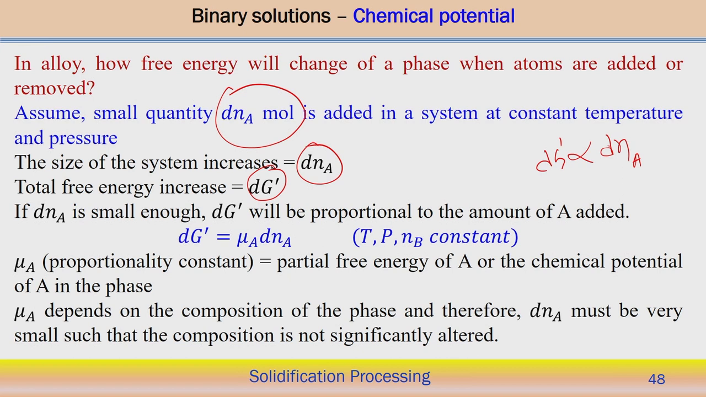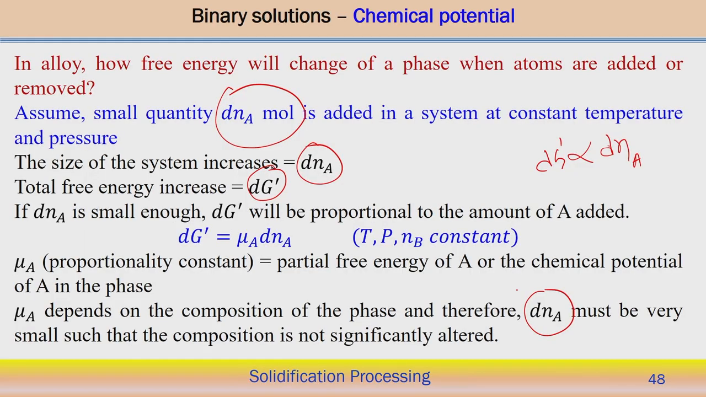It means that it has some potentiality to keep increasing the Gibbs free energy up to a certain extent when it is added to the solution. That is known as the chemical potential of the particular phase. Of course, it depends on the composition of the phase, specifically the ratio in which the two components are mixed. Therefore, dn_A must be small enough that the composition does not change significantly, and the ratio of the two different atoms A and B in the solution is maintained. That is why it is small enough when added to the solution, and it accounts for a certain amount of Gibbs free energy change with the addition of this small quantity of A atoms.